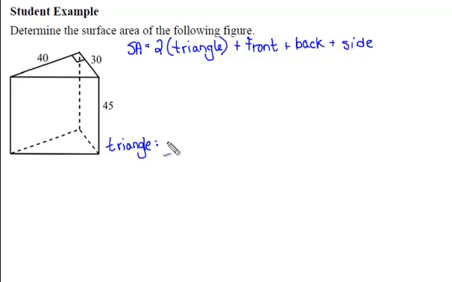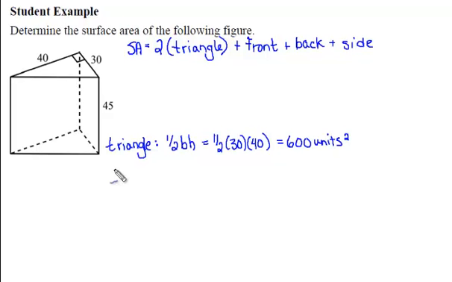Okay, the area of a triangle is 1/2 base times height. 1/2, the base of that triangle is 30. The height of that triangle is 40. One half times 30 times 40 is 600. We aren't given units, so we'll just write the word units squared.